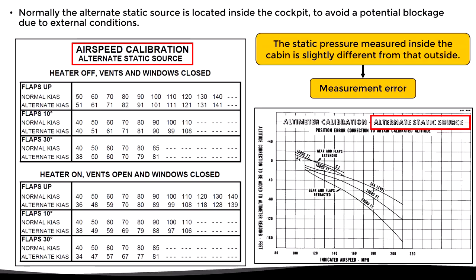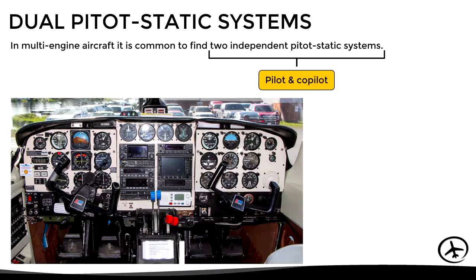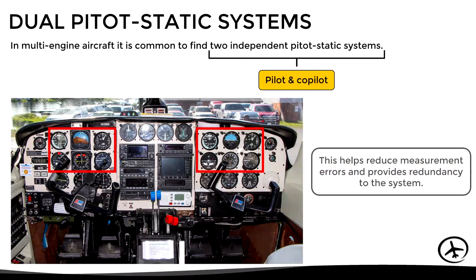With this, we have already seen all the information about the static port. One thing to finish is that, in multi-engine aircraft, it is common to find two independent Pitot static systems, one for the pilot's instruments and the other for the copilot's instruments. This design is quite beneficial as it reduces measurement errors and provides redundancy, since the instruments on one side can be compared with those on the other side to check how much difference they have or if some kind of problem is occurring. This procedure is known as a cross-check.